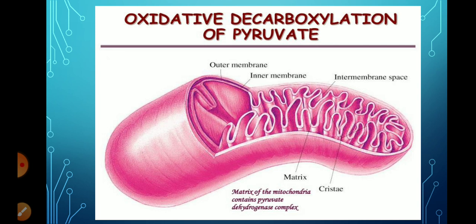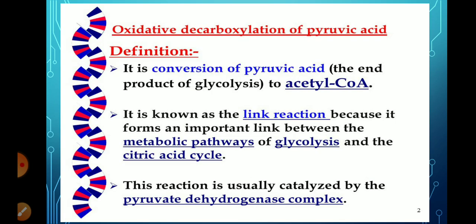This pyruvate molecule, to enter mitochondria, needs a specific transport protein that is called pyruvate translocase. On entering the mitochondria, pyruvates do not directly participate in Krebs cycle, but they undergo an intermediate phase that is called oxidation of pyruvate, or this is called link reaction.